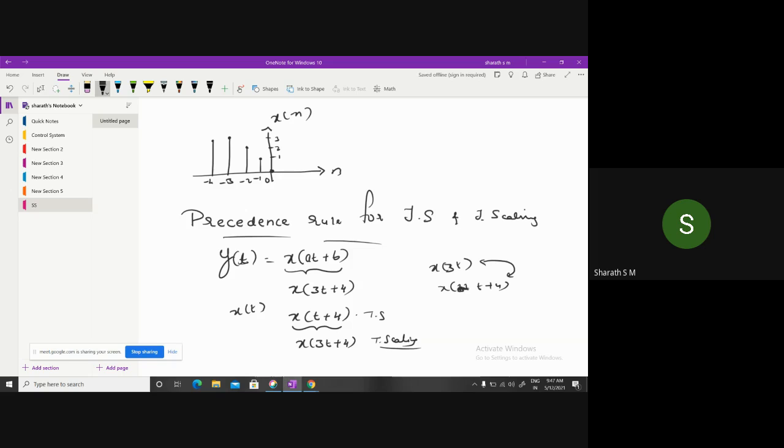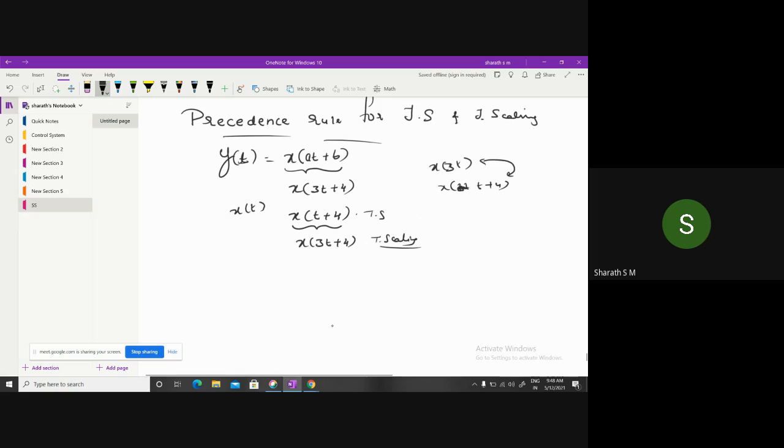So write down. First, it is necessary to do the shifting operation, followed by the scaling operation. It's called the precedence rule.